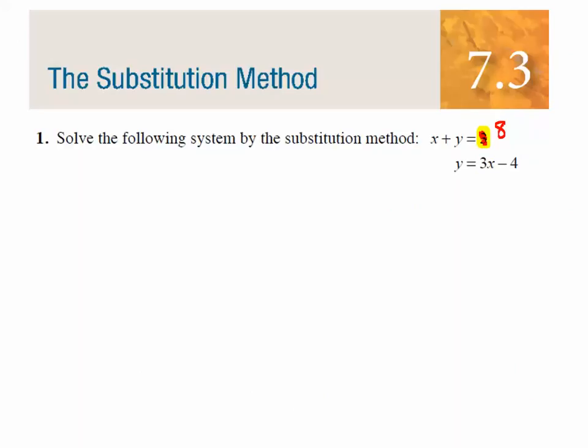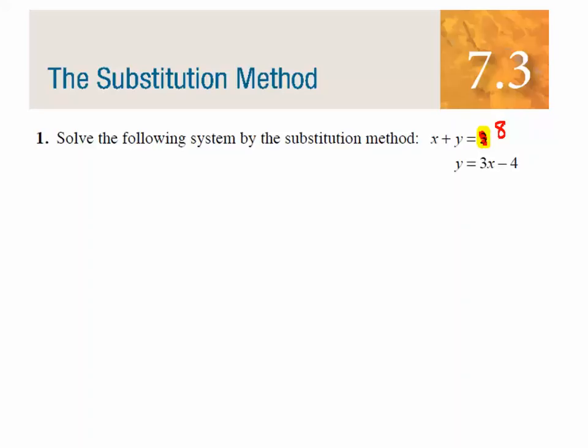7.3. We've got the other method. This one's called the substitution method. The last one was the elimination method, where we eliminated one of the variables. 7.3 is the substitution method. We are still trying to get rid of the variables, but we're going to do it in a different way. We're also going to go just a little faster on this one.